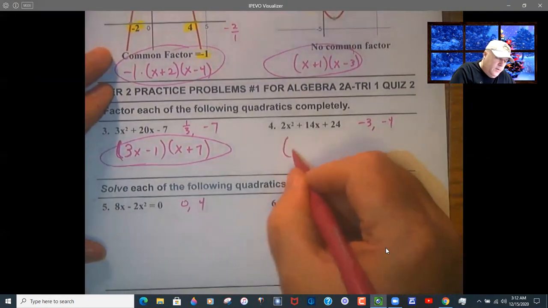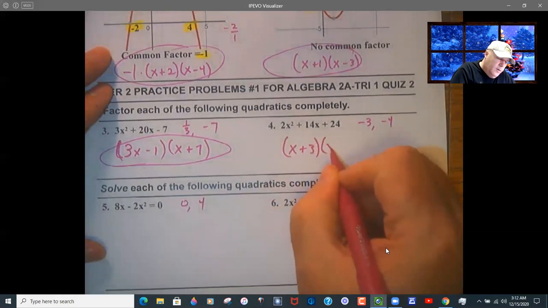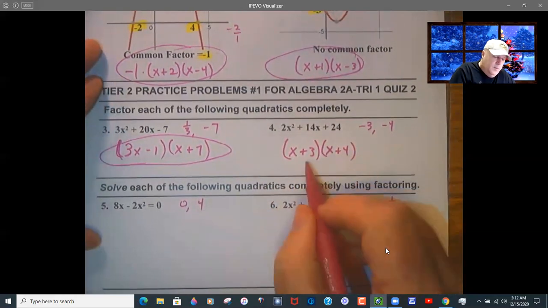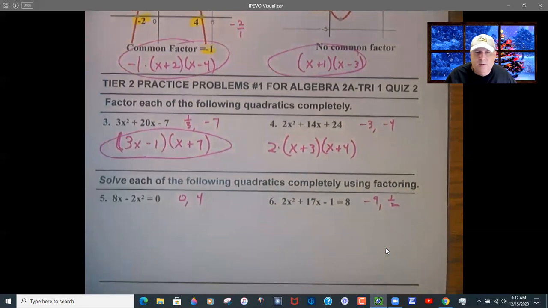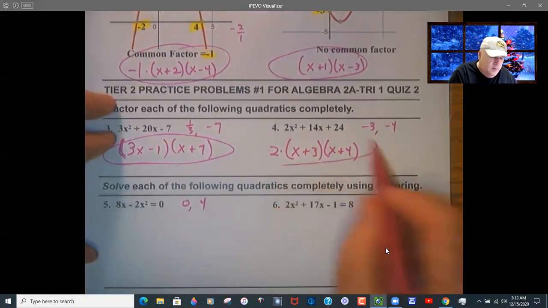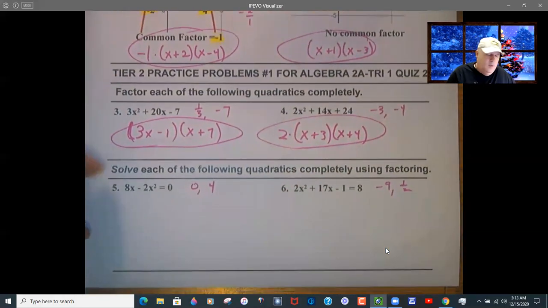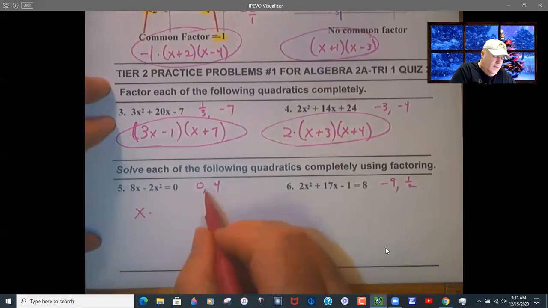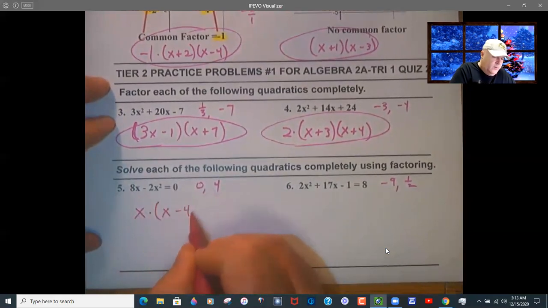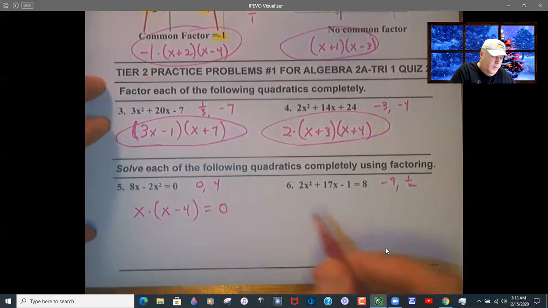Here we have an x plus 3 and an x plus 4. But there must be a common factor of 2 because x times x is not 2x squared. Here we have a factor of x and a factor of x minus 4. We're going to put equal to 0 too.